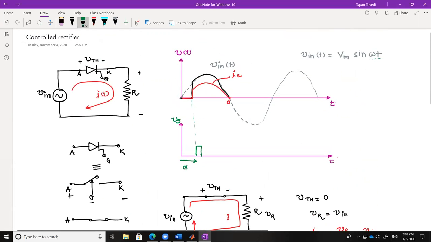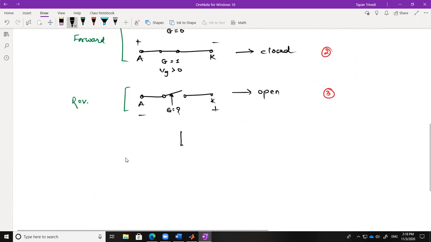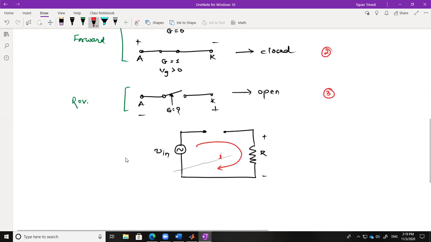So now what happens, because the switch is open, you have V in here, R here, and the output voltage is measured across the resistor. Now you tell me what will be the current. What is the current in this circuit?